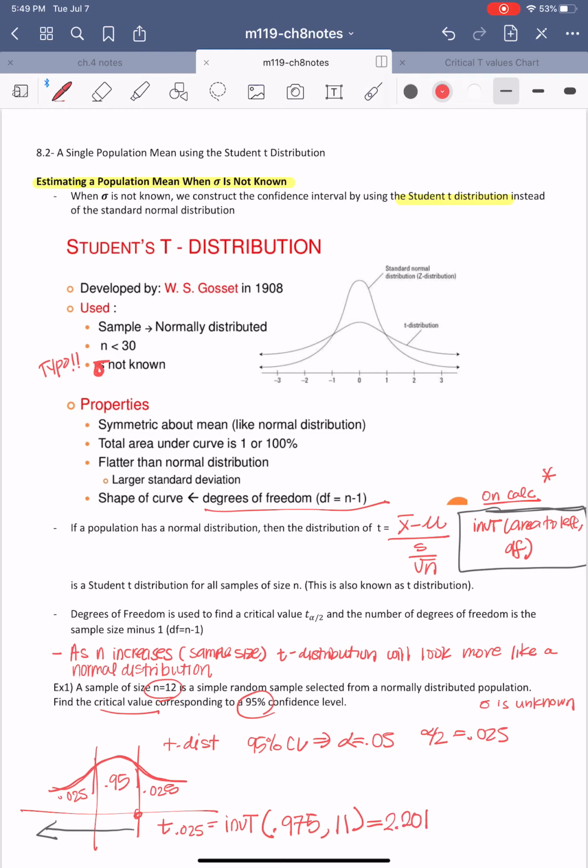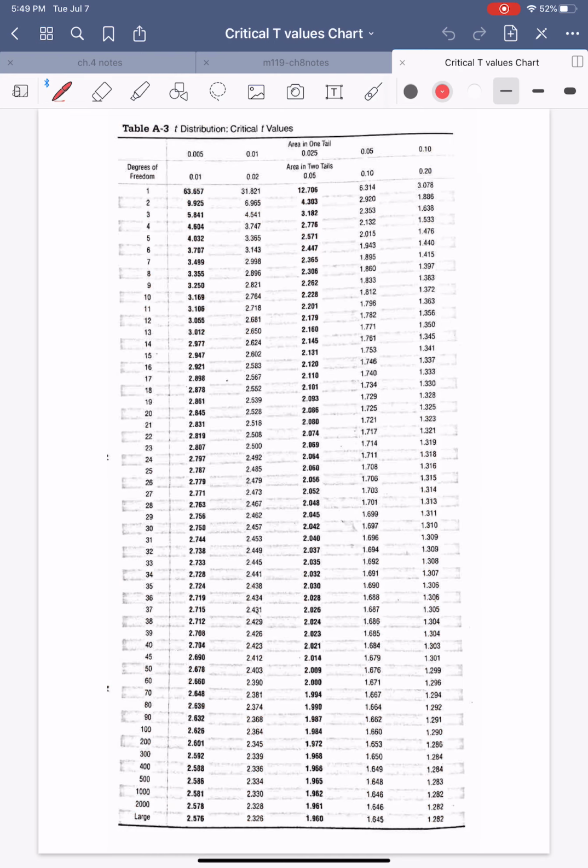So how else can you get this if you do not have a calculator? I uploaded a critical T value chart on the Canvas module. So open up the critical T value chart, and then you just have to look at the T value, just like you need an area to the left and degree of freedom. So you look at that. Left-hand column, you have the degree of freedom. Degree of freedom was 11. So you look at the 11 right there.